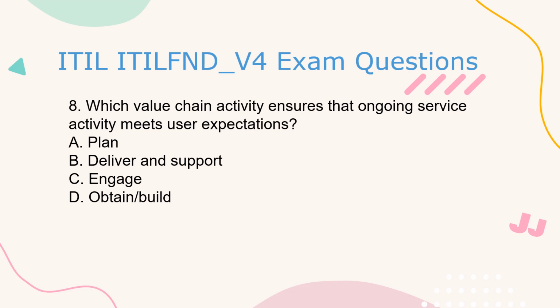8. Which value chain activity ensures that ongoing service activity meets user expectations? A. Plan. B. Deliver and support. C. Engage. D. Obtain, build.